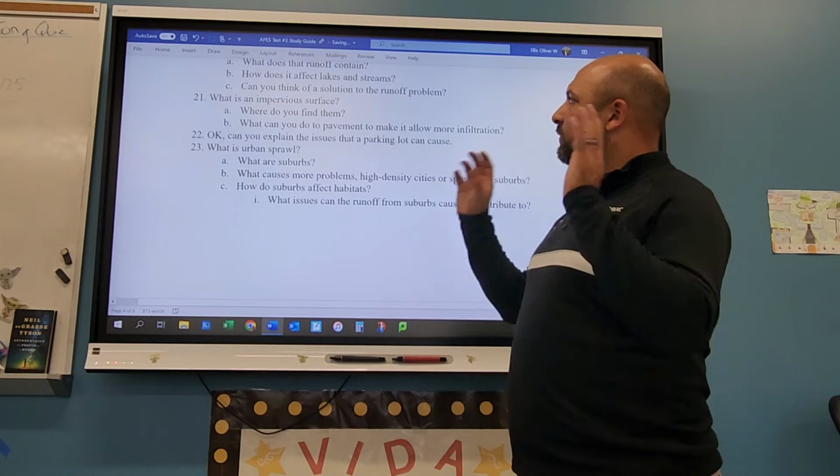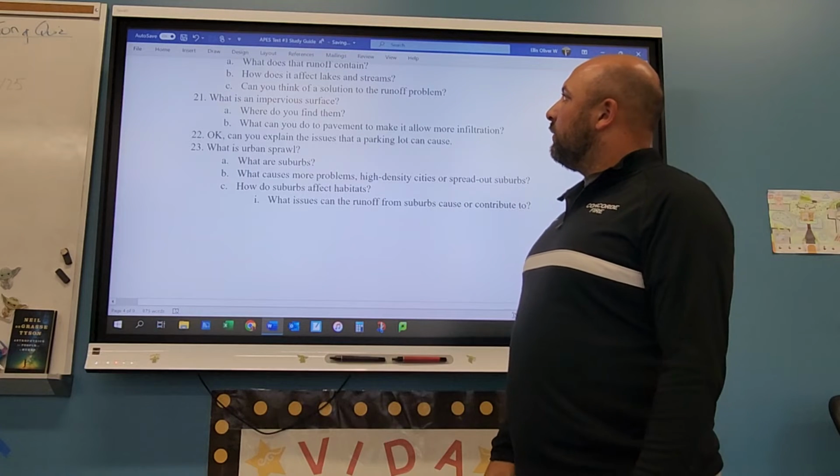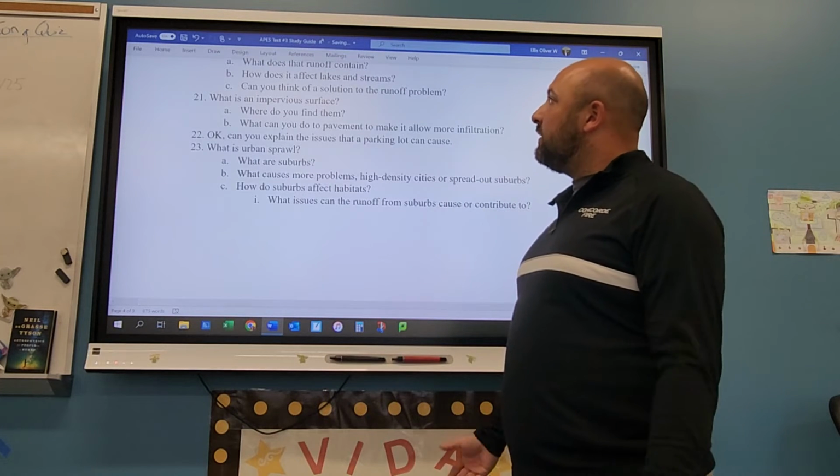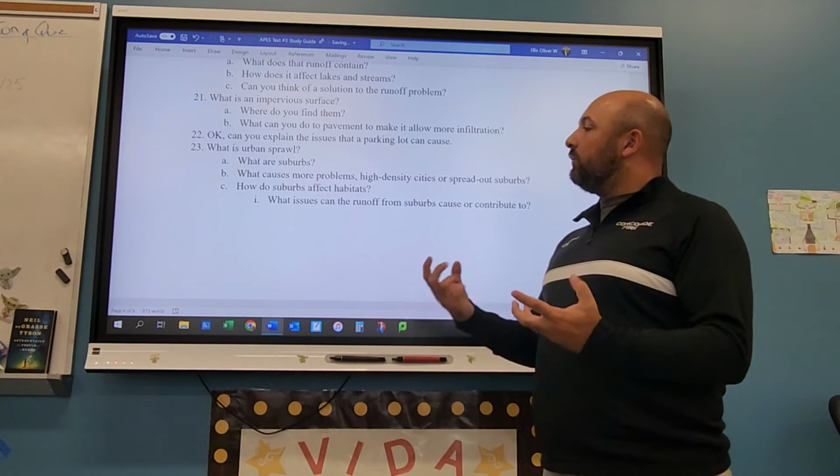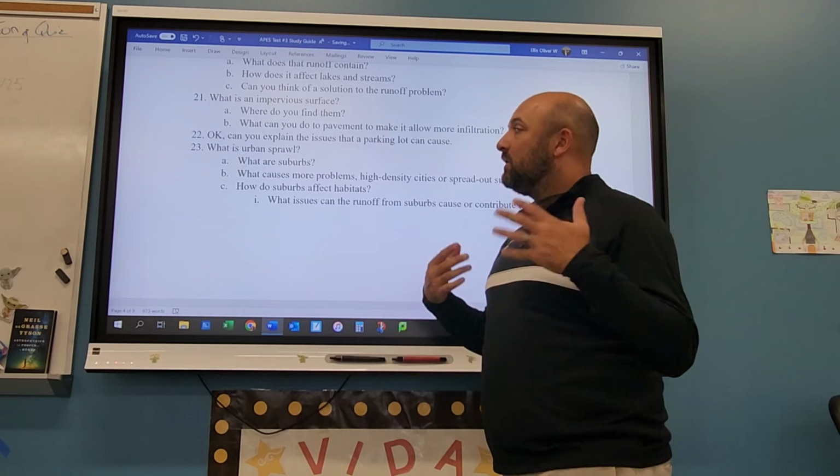What is an impervious surface? One that you cannot penetrate through. Where do you find them? In pavement in cities. And what can you do to pavement to make it allow for more infiltration? You can put little holes in it, like actually design it to have holes in it to allow water to pass through.